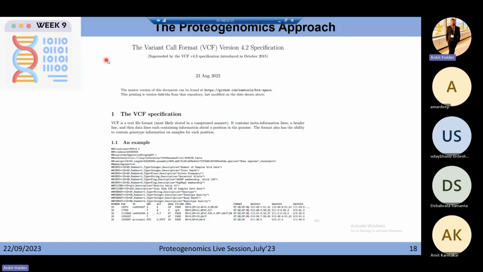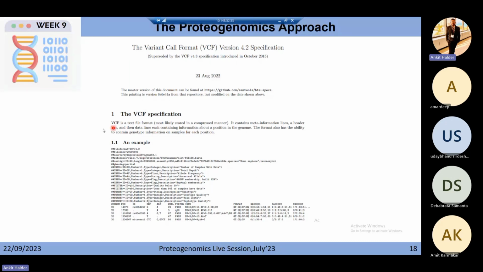So, the Variant Call Format VCF version 4.2 specifications. You can go and find the VCF format specifications in this link, which will make you aware of it. Now let us look at some important aspects from this article, which will be important to understand.